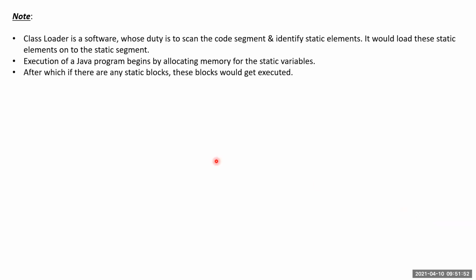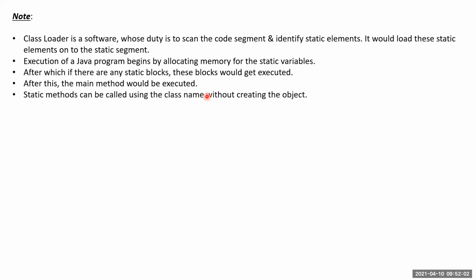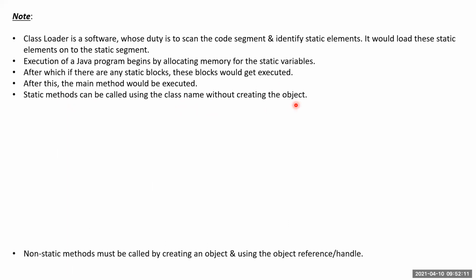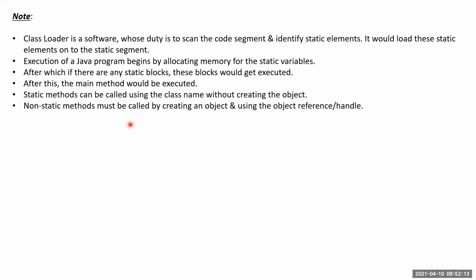after which, if there is any static block, the static blocks will get executed. We already saw that. After this, the main method would get executed. We also know that static methods can be called using the class name without creating the object. We saw demo.display1, correct? A non-static method must be called by creating an object and using the object reference, or handle. We saw Demo d = new Demo, then d.display2.